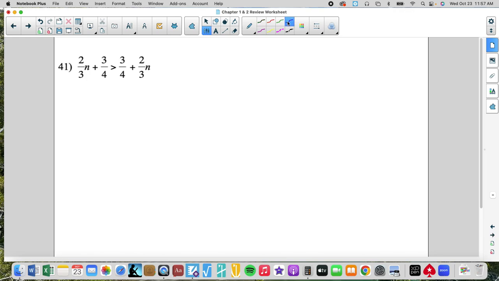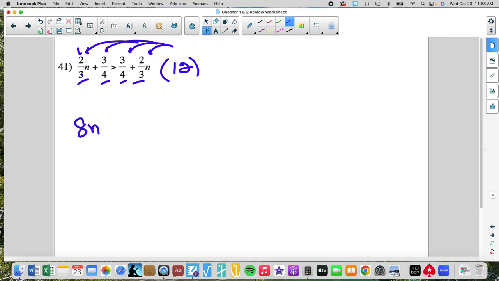Let's get rid of all the denominators. What's the common denominator of 3, 4, 4, and 3? 12. So we would distribute everything times 12. It's kind of tricky. If we multiply this by 12, this denominator cancels, makes 4, and we would have to multiply it by 2. So 8n.